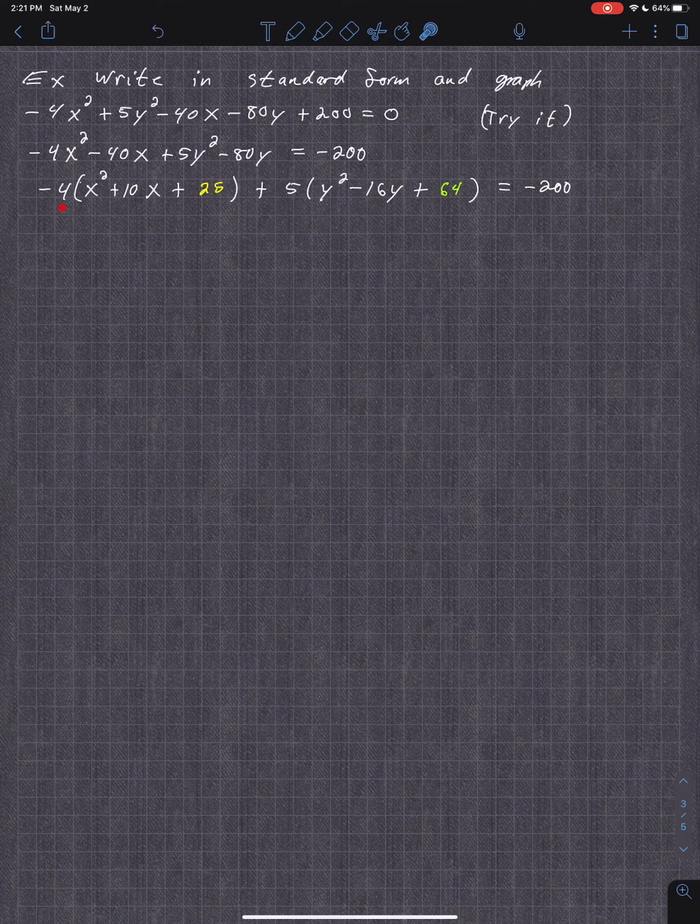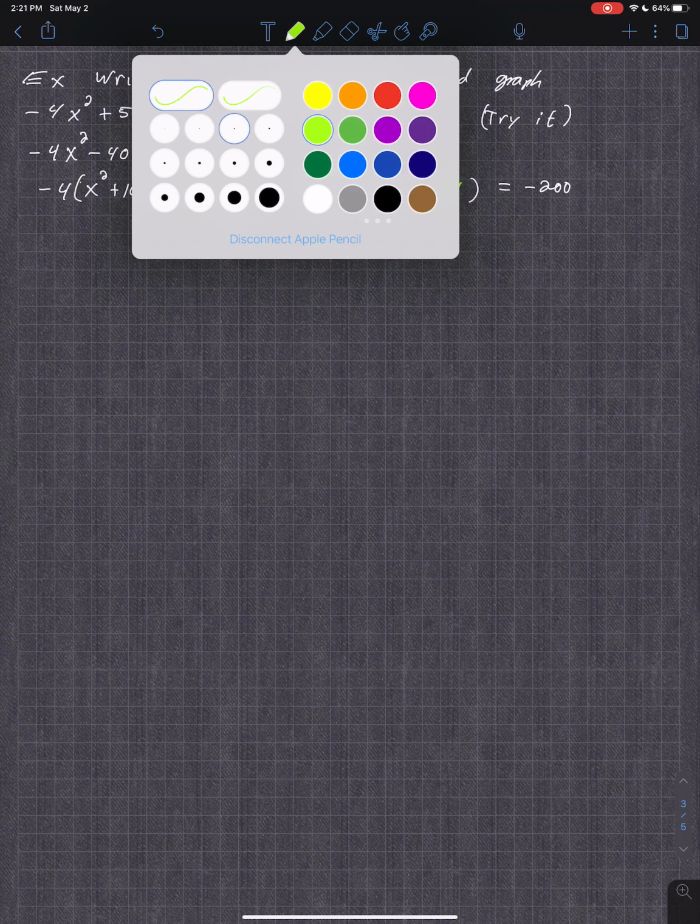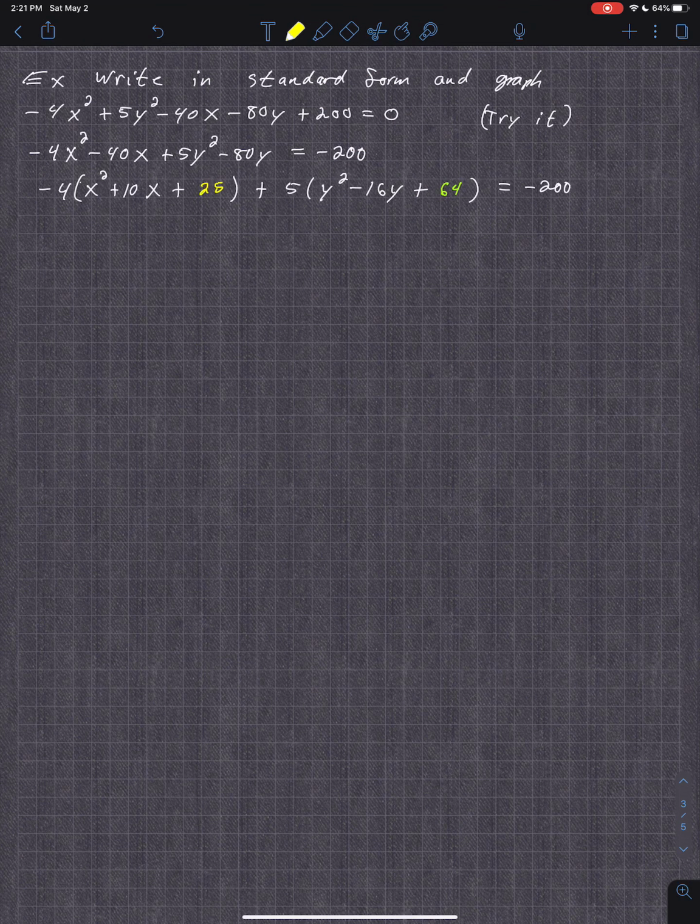So you actually add 4 times this over here and 5 times this over here. Okay, so 4 times 25 is 100, so it's negative 100. So you subtract 100 or add a negative 100. And then 5 times 64 is 320.